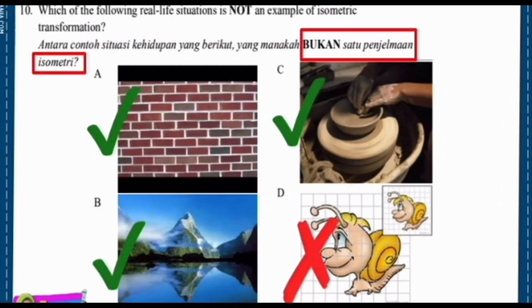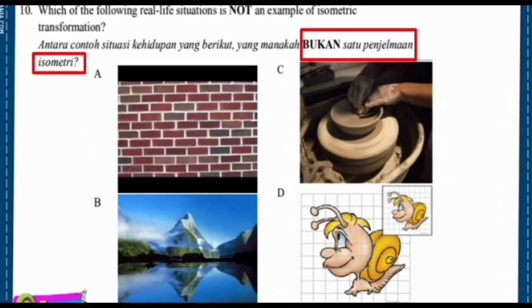Isometric transformation you have learned in lower form, Form 4 students. So coming to Form 5, you learn enlargement, which is not an isometric transformation. Okay, now let's proceed to the next question.